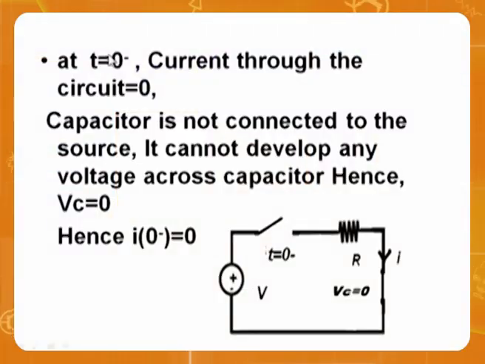T0 minus, what is happening? Look at here. This is a capacitor. Is the capacitor connected to source? No. Why? Because the switch is open. This is not connected here. When this is not connected, what will happen? It could not develop any voltage. No voltage means what? 0 voltage means what? Short circuit. That's why I have shorted this. Short circuit is done. And because of this, anyway this is open, current has become 0.